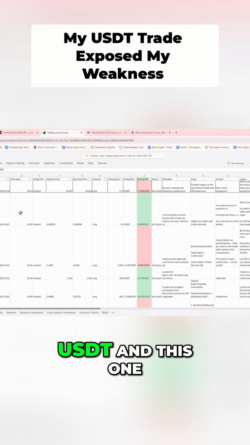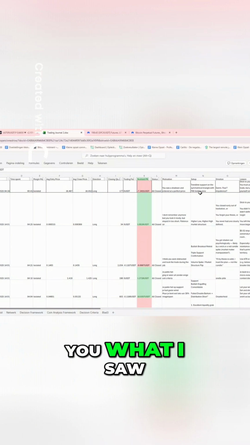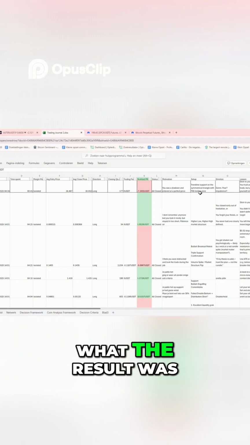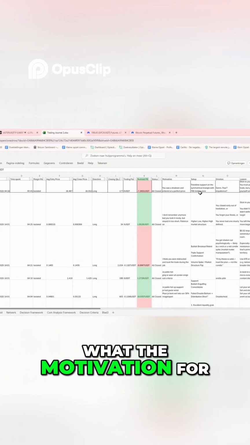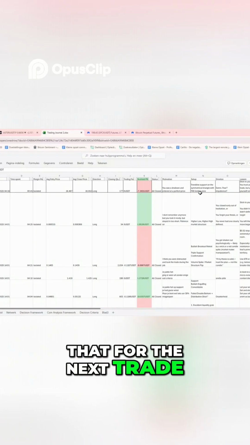ASTER, USDT, and this one exposed my weakness. And I'm going to show you what I saw, what my motivation for it was, what I did, what the result was, what the motivation for that was, and what I can learn from that for the next trade.